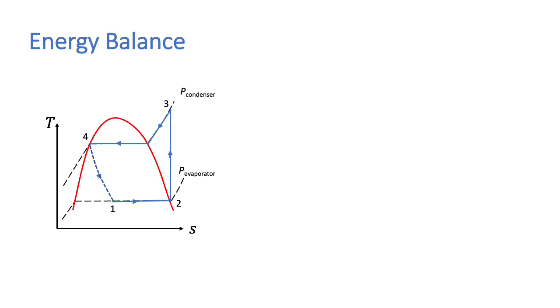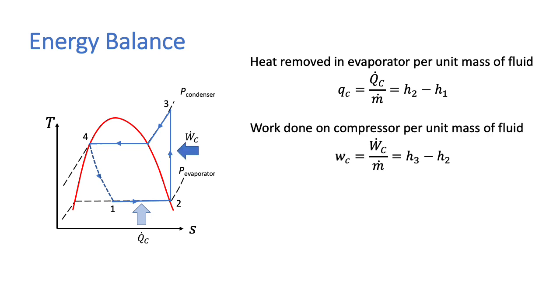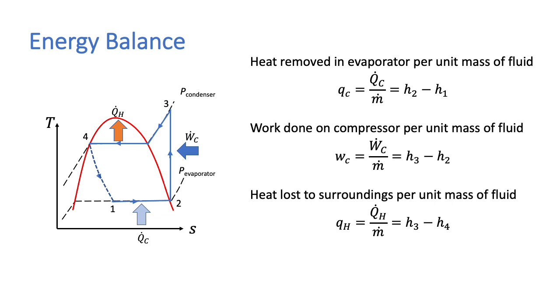We can now do an energy balance on this refrigeration cycle. Heat is removed in the evaporator. The heat per unit mass of fluid, QC, is equal to H2 minus H1. The work done in the compressor per unit mass of fluid is H3 minus H2. The heat lost to the surroundings per unit mass of fluid is H3 minus H4. The flow through the expansion valve is a constant enthalpy process, so H4 is equal to H1.